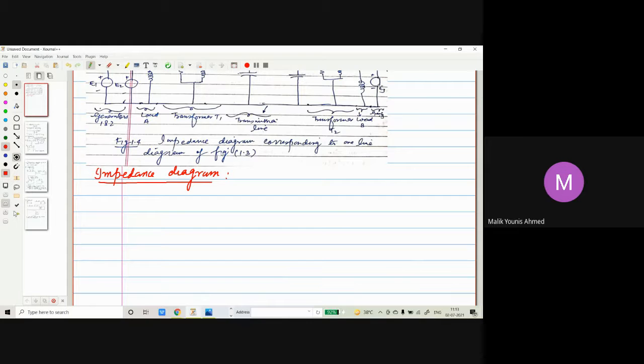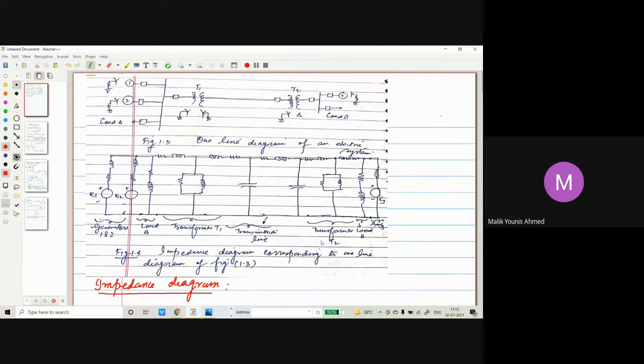Now you can very clearly see I have drawn one system. This is a single line diagram of a simple power system. Very simple power system is this. This shows a single line diagram of a simple power system. The symbols represent the following.